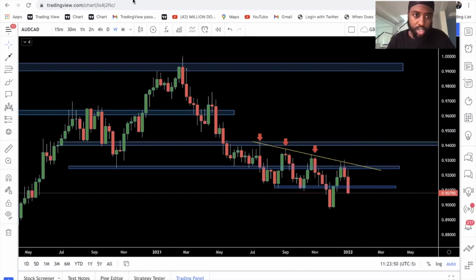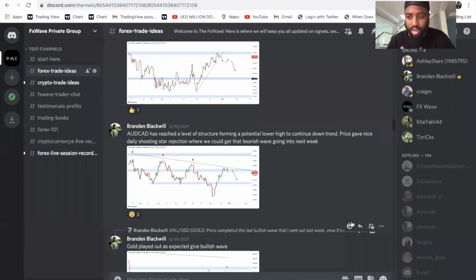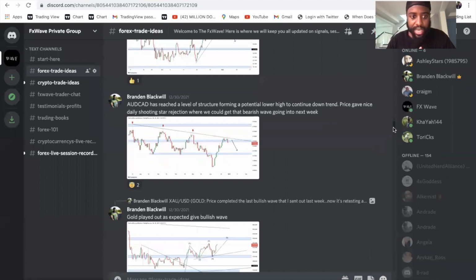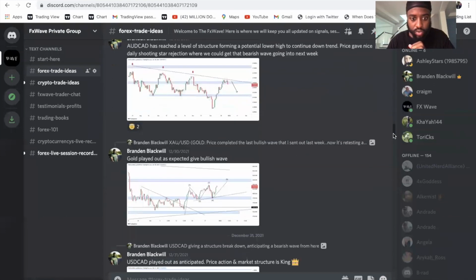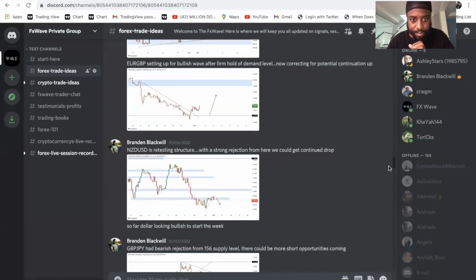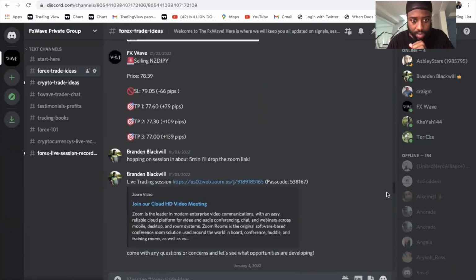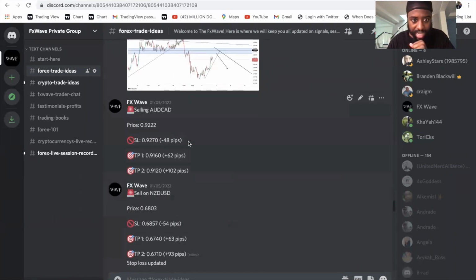First I want to show you, you can see inside my Discord, I give these setups out. Weekly, daily. You can see AUD CAD. I actually called this out here. I was anticipating this continuation to the downside after we got that rejection there, and we were able to catch that. Scroll down here, you see I gave the exact signal. Selling AUD CAD, price actually pushed through to our TP2 and dropped even more, which was over 100 pips.